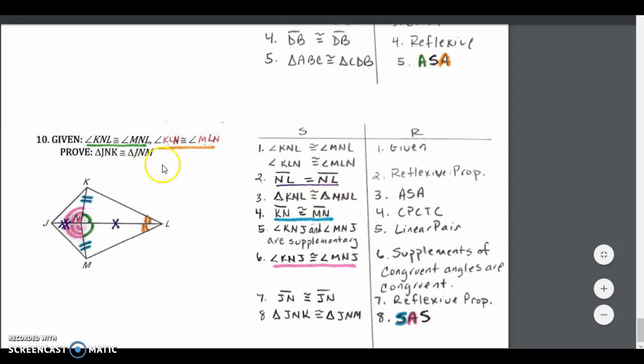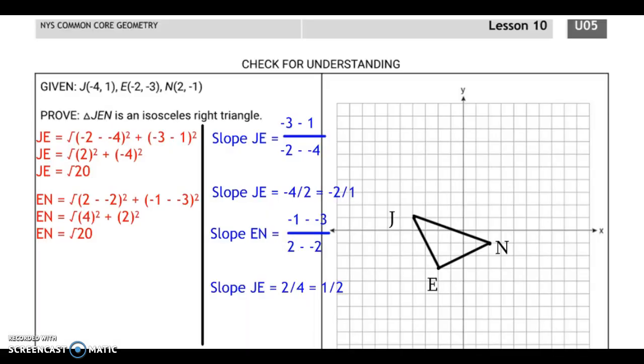However, there are a couple more things that you should look over and review in order to prepare for this Unit 5 exam. Here's one example of some information that you're going to need. In this check for understanding from lesson 10, it asked us to prove that triangle JEN is an isosceles right triangle. There are two pieces of information that we need here. We need to identify whether it's isosceles, and that we did here using the distance formula. Isosceles just means that two of the sides are congruent, and we found that JE and EN both have radical 20 as their distance. So you do need to be able to use the distance formula to find sides of a triangle.